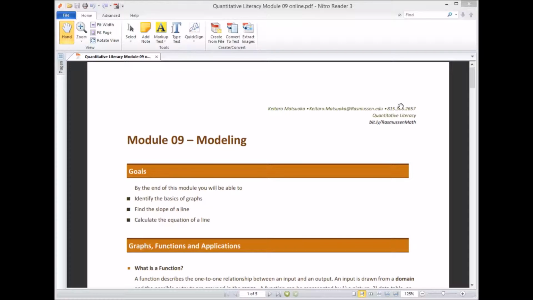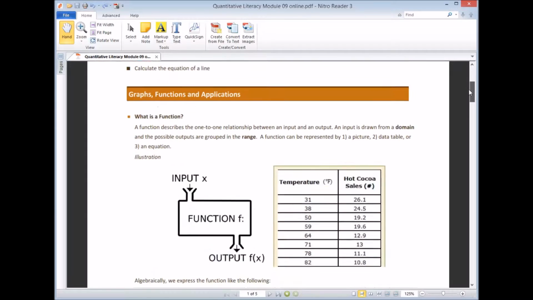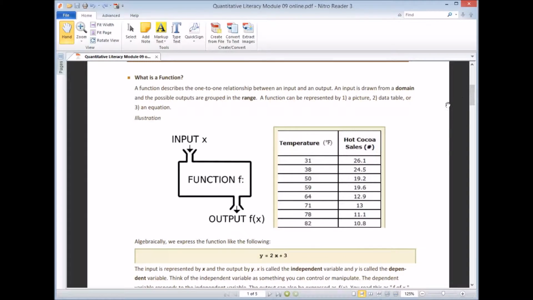So let's take a look at what a function is. A function is a one-to-one relationship between an input and output. An input is drawn from what we call the domain, and then the possible outputs are grouped together in the range. The function can be represented by a picture, a data table, or an equation. So here's an equation. You throw in some kind of x, the function does its thing, and out comes the output. Or a data table like this, and in this case the temperature will be called the domain, and the cocoa sales will be the range.